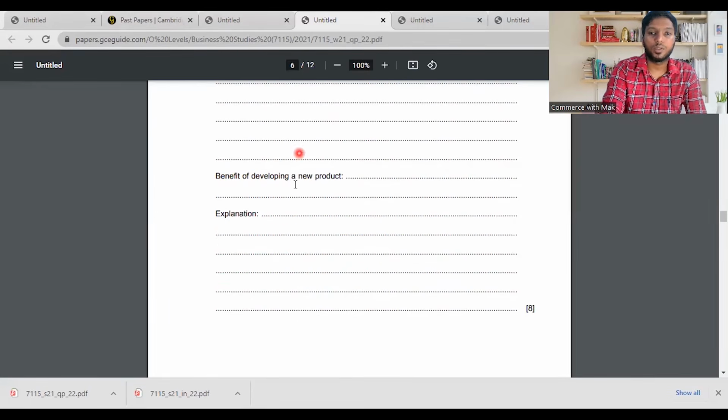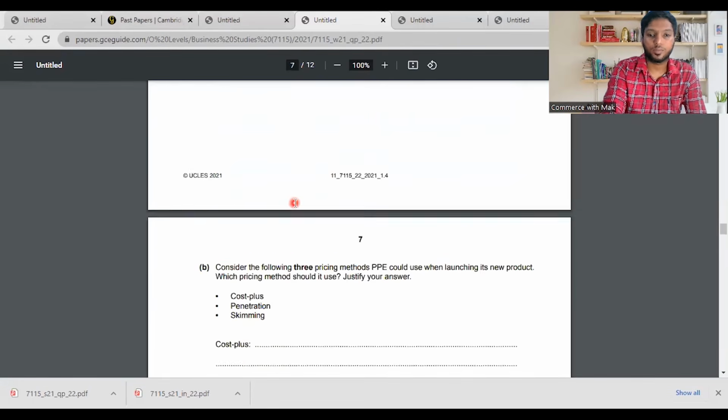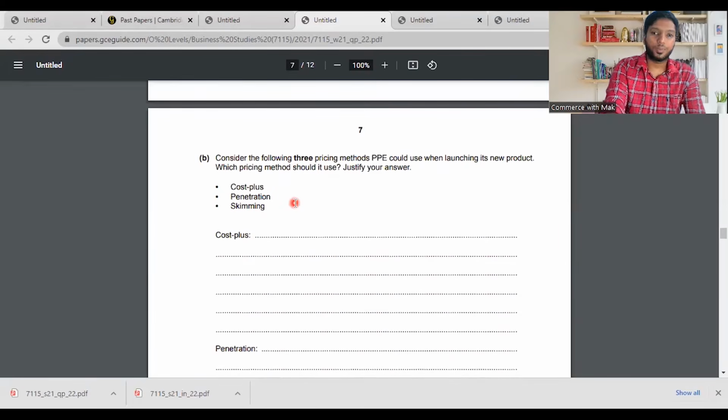So this is question number 3B we are going to discuss. They have given 3 types of pricing schemes on the paper. Consider the following 3 pricing methods PPE could use when launching its new product. Which pricing method should it use? Justify your answer. As I said, for 3 options, always write 3 points. Don't write more than that, because for the recommendation you're also going to write a lot. But I write all the points I can in the number of lines they have given, because finally I'm going to give a recommendation which will suit me.